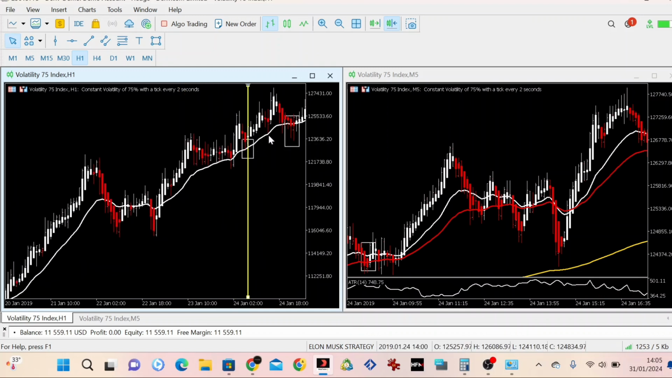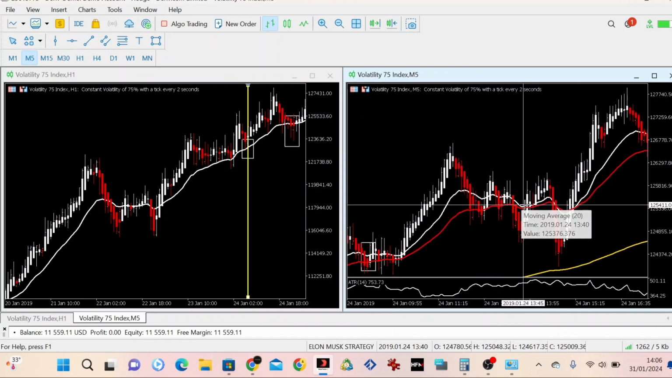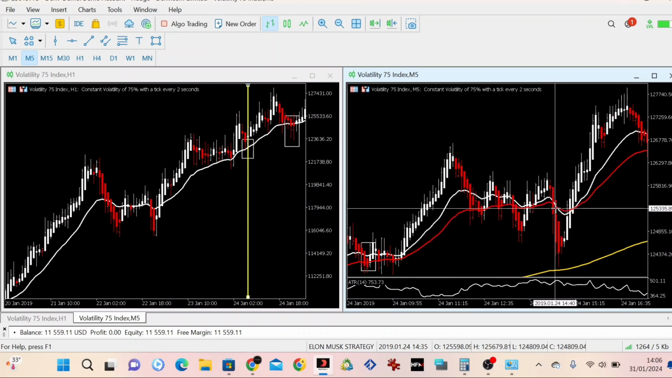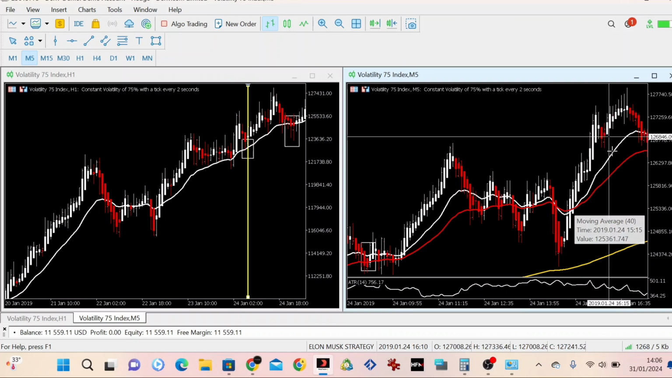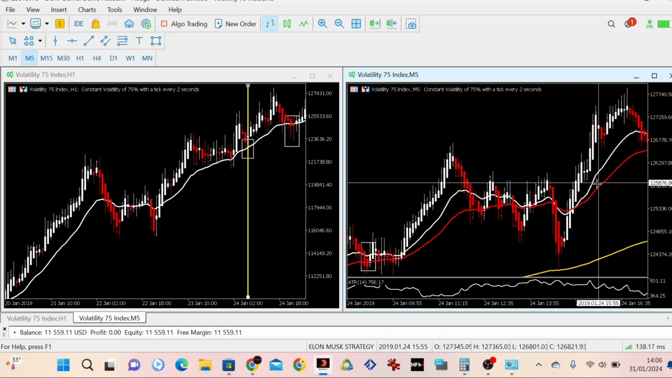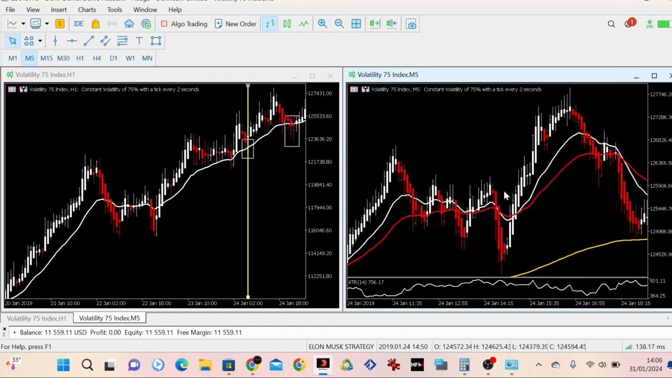I think there was a little bit of a pullback here, but it's not all that visible on the 24th at 14 o'clock. So you see at that 14 o'clock there was no cross of this moving average up. Okay, there was a cross there, but there was no pullback around that area, so there was no setup there. So we need to look for another one.